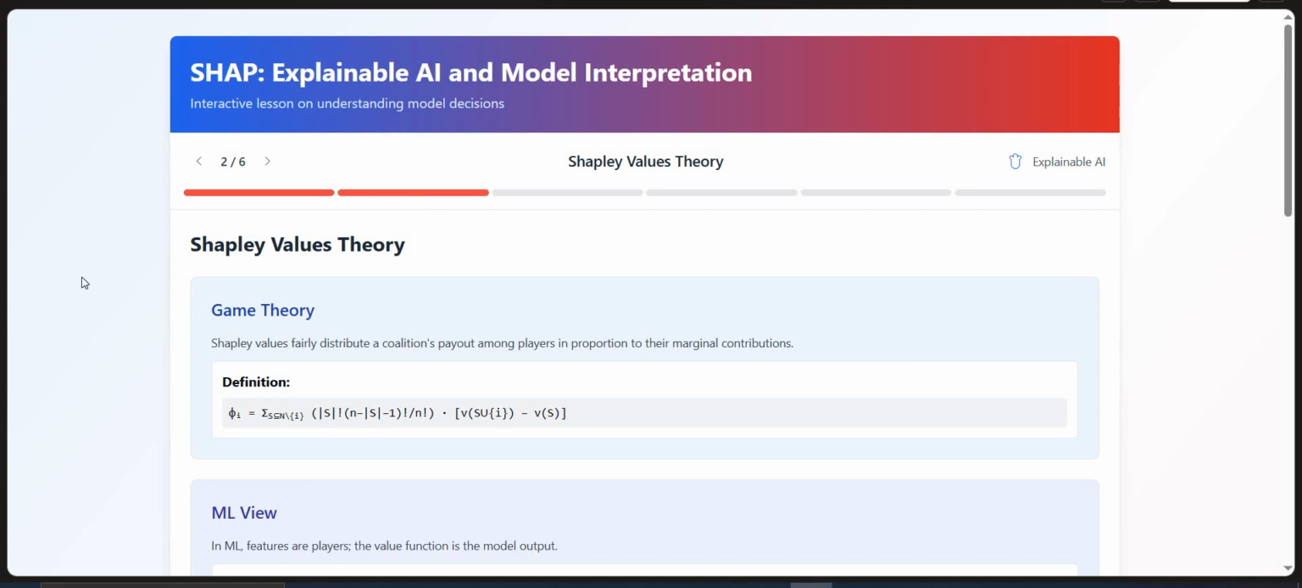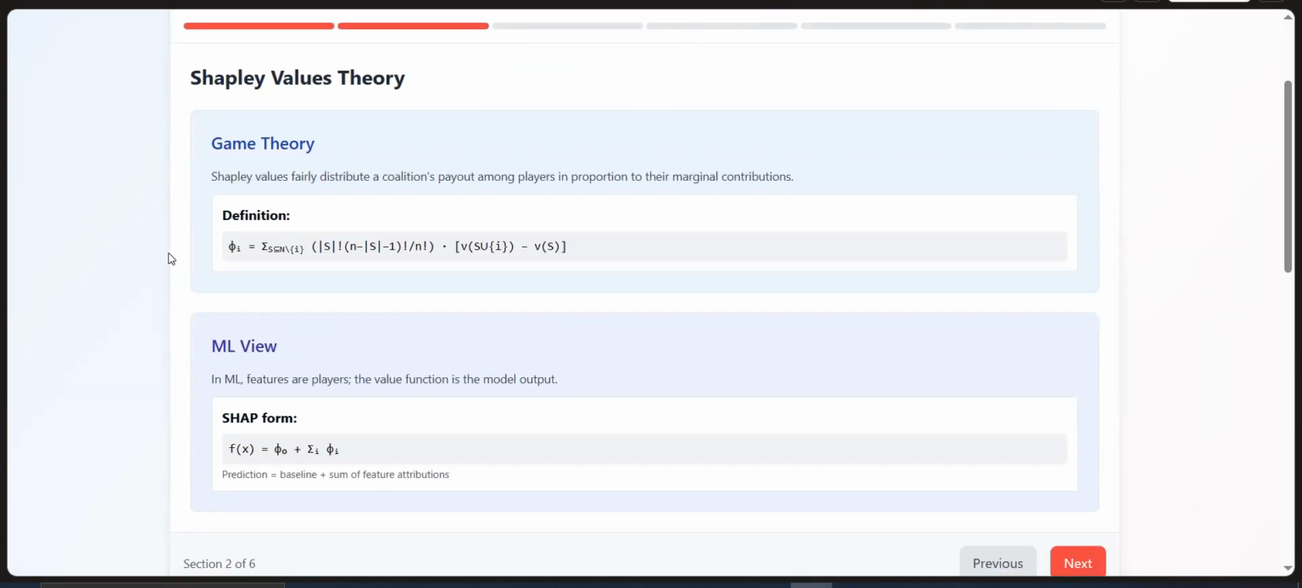Okay, and the theory is here. In game theory, Shapley values are a way of splitting the payout of a coalition fairly among players, depending on how much each one contributes.